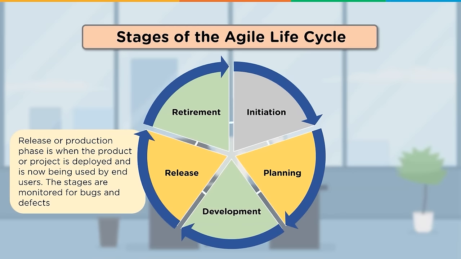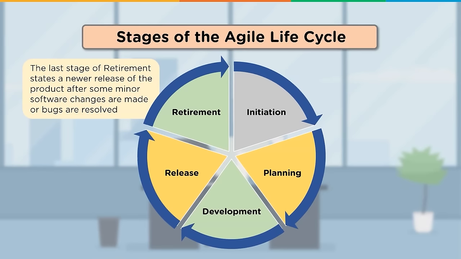The last and final stage is the retirement phase. This last phase marks the deployment of a newer version of the product in which all the bugs are fixed. There may be some minor changes of software in the newer version, and the older version is no longer supported. The product may also be retired if it is not cost effective in the present business scenario.